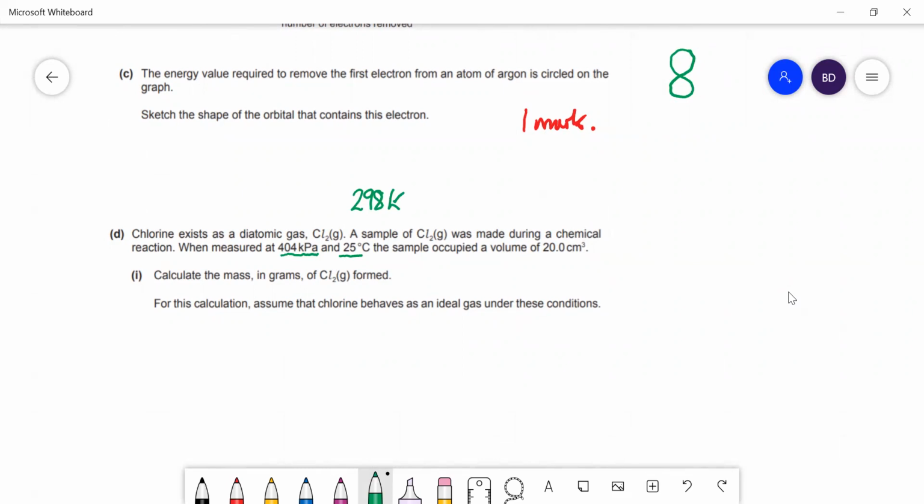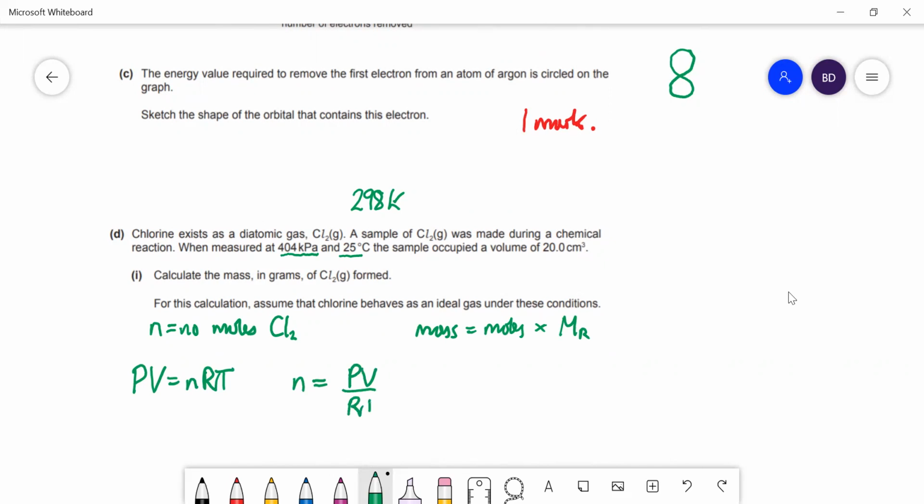First of all, we've got to find the number of moles of chlorine. Once we've got the number of moles, the mass of chlorine is equal to the moles multiplied by the Mr of Cl2. So first, we have PV equals nRT. We'll rearrange that to get n, so n equals PV over RT. Let's put the numbers in.